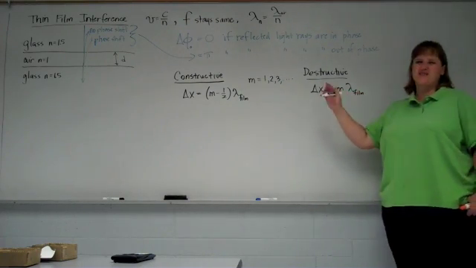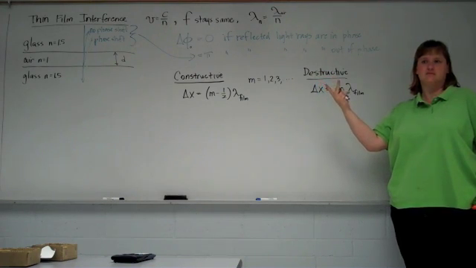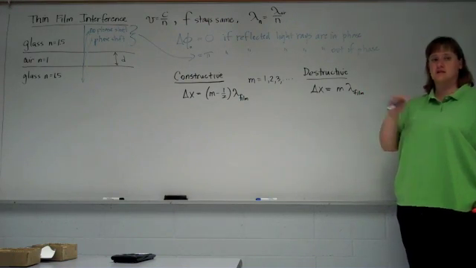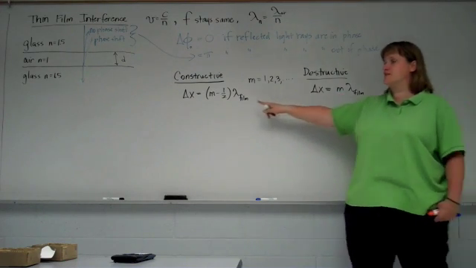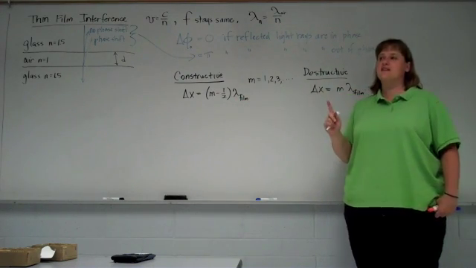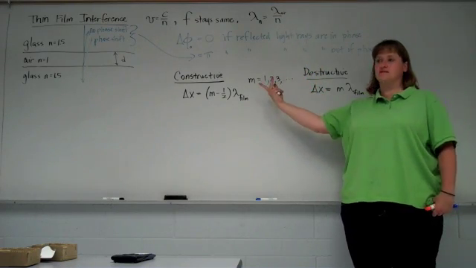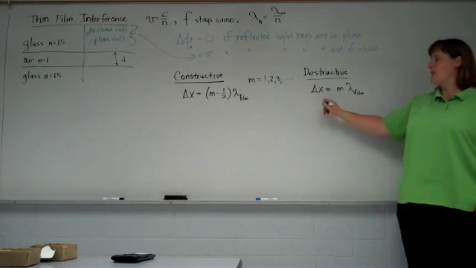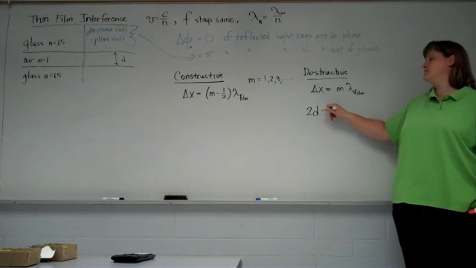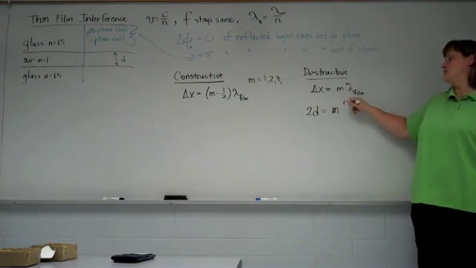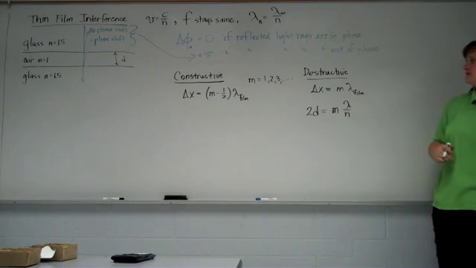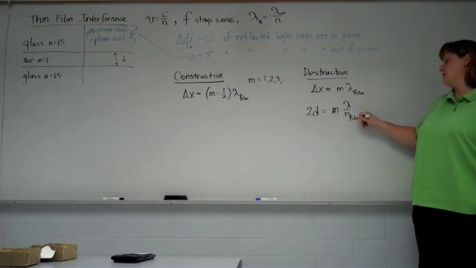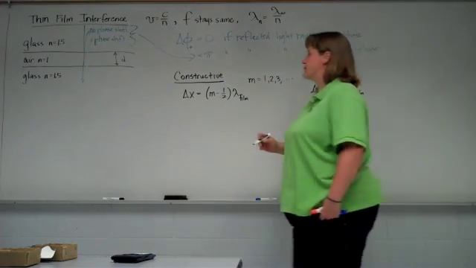So notice the equations just flip-flopped. If there are phase changes at both surfaces, in the last set of equations, this was constructive, this was destructive. If there's a phase change at only one of the surfaces, this flip-flops. This one becomes constructive, this one becomes destructive. Again, we can put 2d in for delta x. We can put lambda over n in for the wavelength in the film. Keep in mind that's the index of refraction of the film specifically.